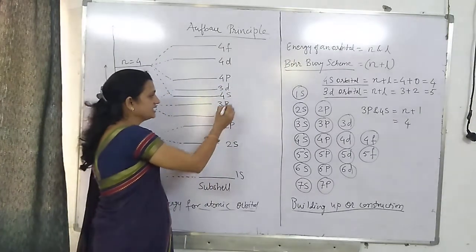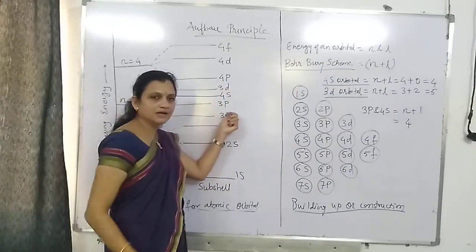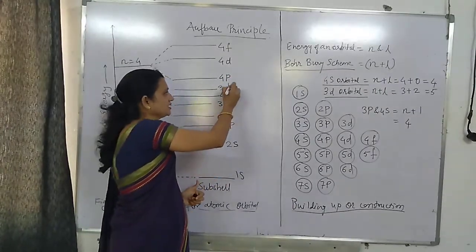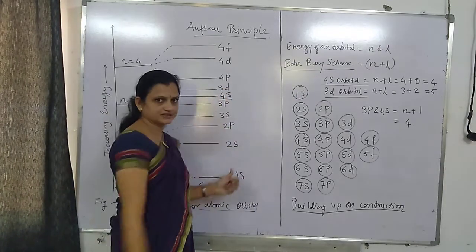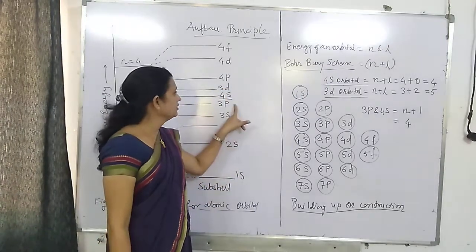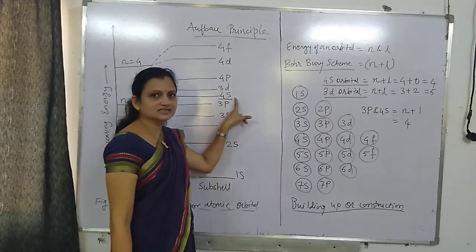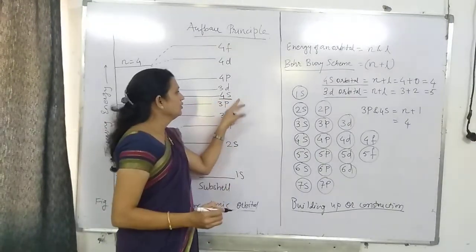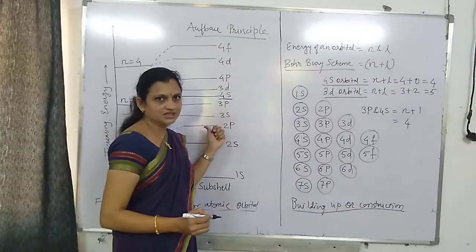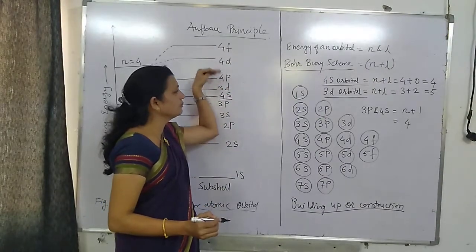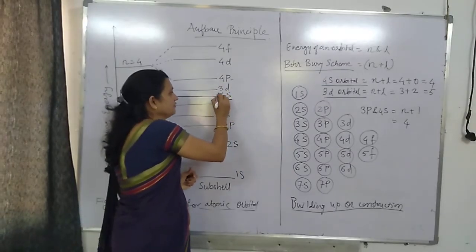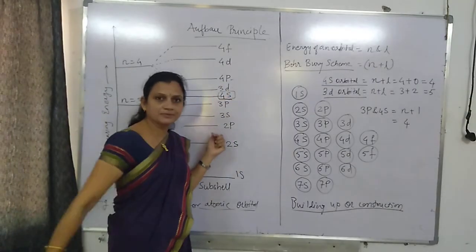Because sometimes in this case, see here 3s, 3p, 3d. Here we have written 3s, 3p, 3d, but between 3p and 3d, 4s has come. Because of this, one difficulty is there. Here 4s has come. Now why does this 4s come here? Why not above the 3d? This 4s is not above 3d; this 4s is between 3d and 3p.